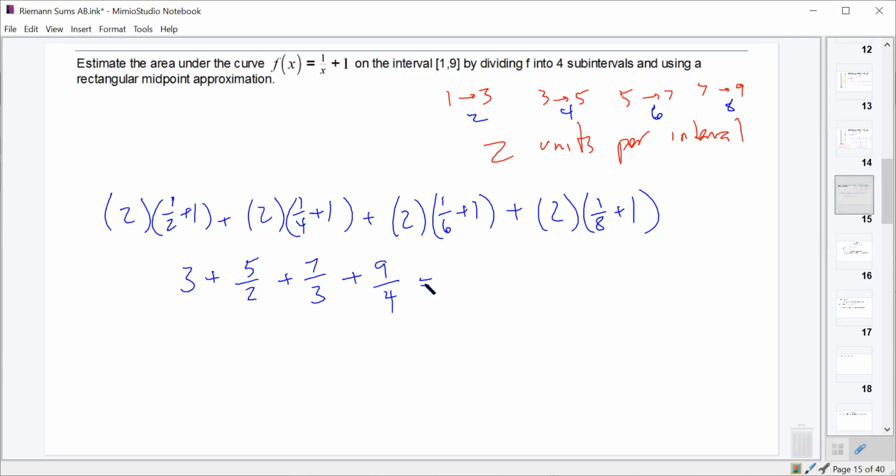Good. All right, and if we got a common denominator, it would have been the denominator of 12, which would be 36 plus 30 plus 28 plus 27, which I think comes out to 121? Does that sound right? Yep, and if we approximate that, that should be 10 and a 12th, which is 0.083 repeating. Is that what you all got?